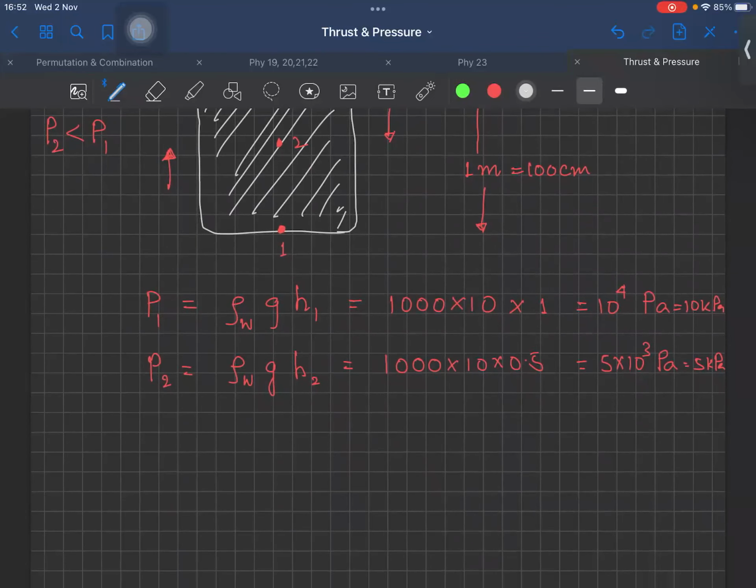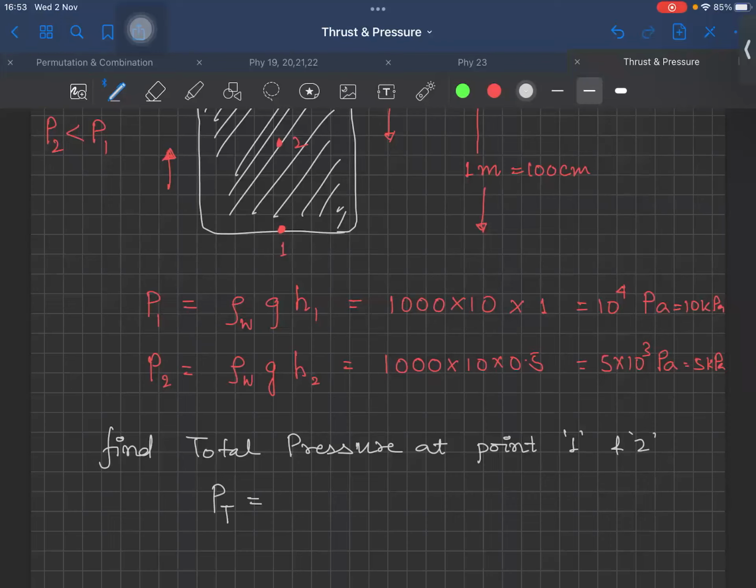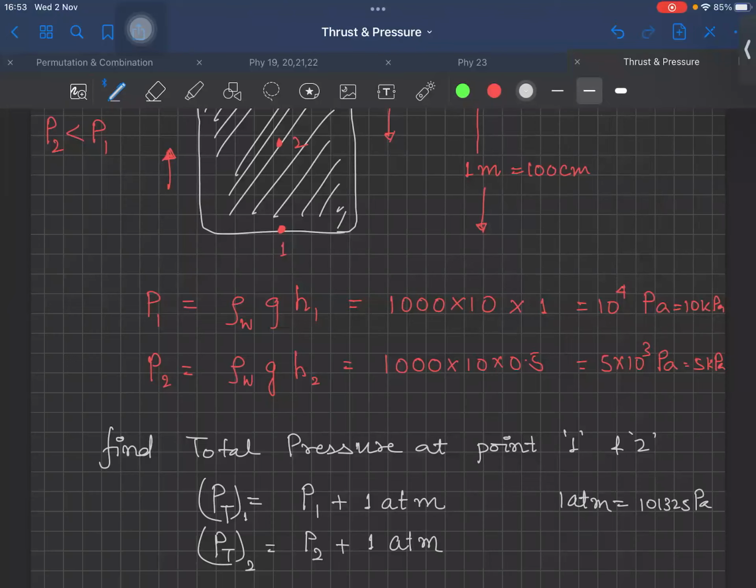Now if the question says find total pressure at points 1 and 2, how will you calculate? So total pressure at point 1 will be equal to pressure at point 1 plus atmospheric pressure, 1 atm. Total pressure at point 2 will be hydrostatic pressure at 2 plus 1 atm. 1 atm is your atmospheric pressure, and 1 atm we already know how much it is, 101,325 Pascal.